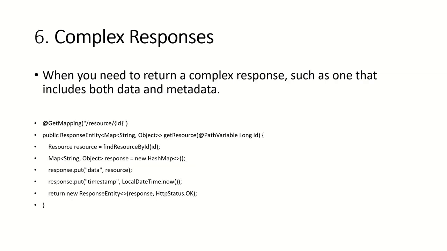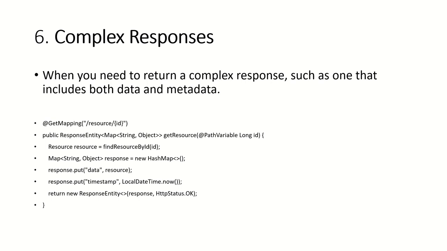And let's say you have some complex responses, then also you can use this response entity. So here what we are doing is we are finding the resource. We are creating one map of string, object. Inside that we are putting the data, and data as a resource, and along with that we are also adding some timestamp, and then we are returning the response entity of that response, and status is OK. But here you can consider that the return type of this API is response entity of map of string, object. Okay, so this is how you can use the response entity, and these are the scenarios where one should use the response entity.